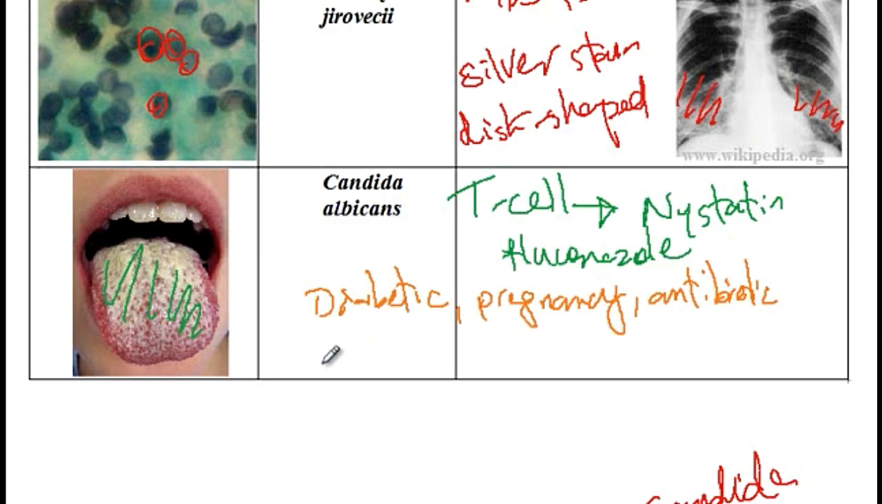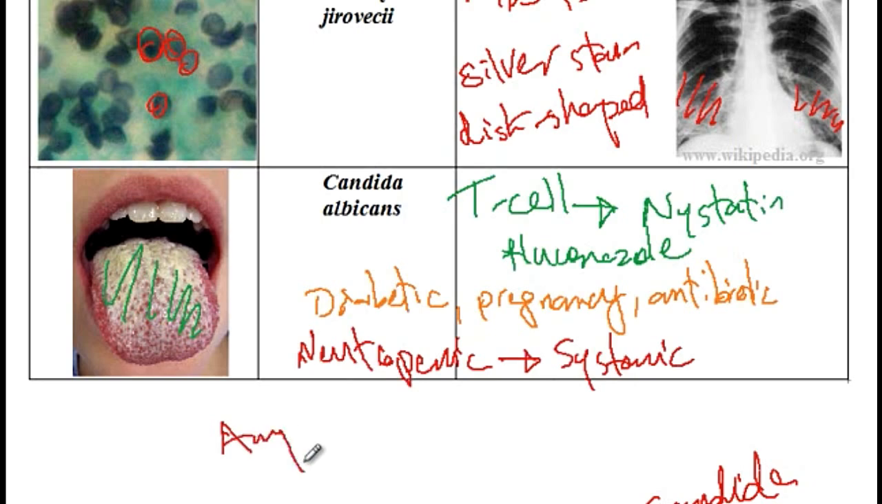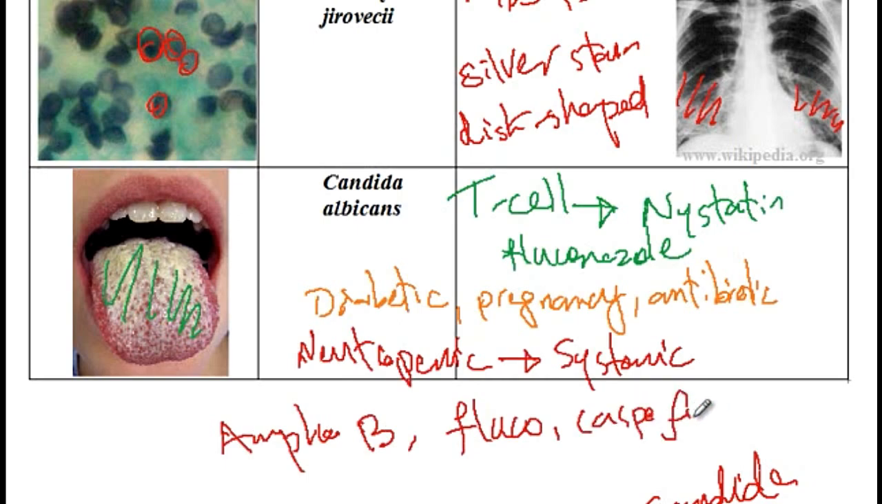And then finally, if a patient is neutropenic, then there would be a systemic infection with Candida, which needs to be treated with amphotericin B, fluconazole, or caspofungin. And that concludes our discussion.